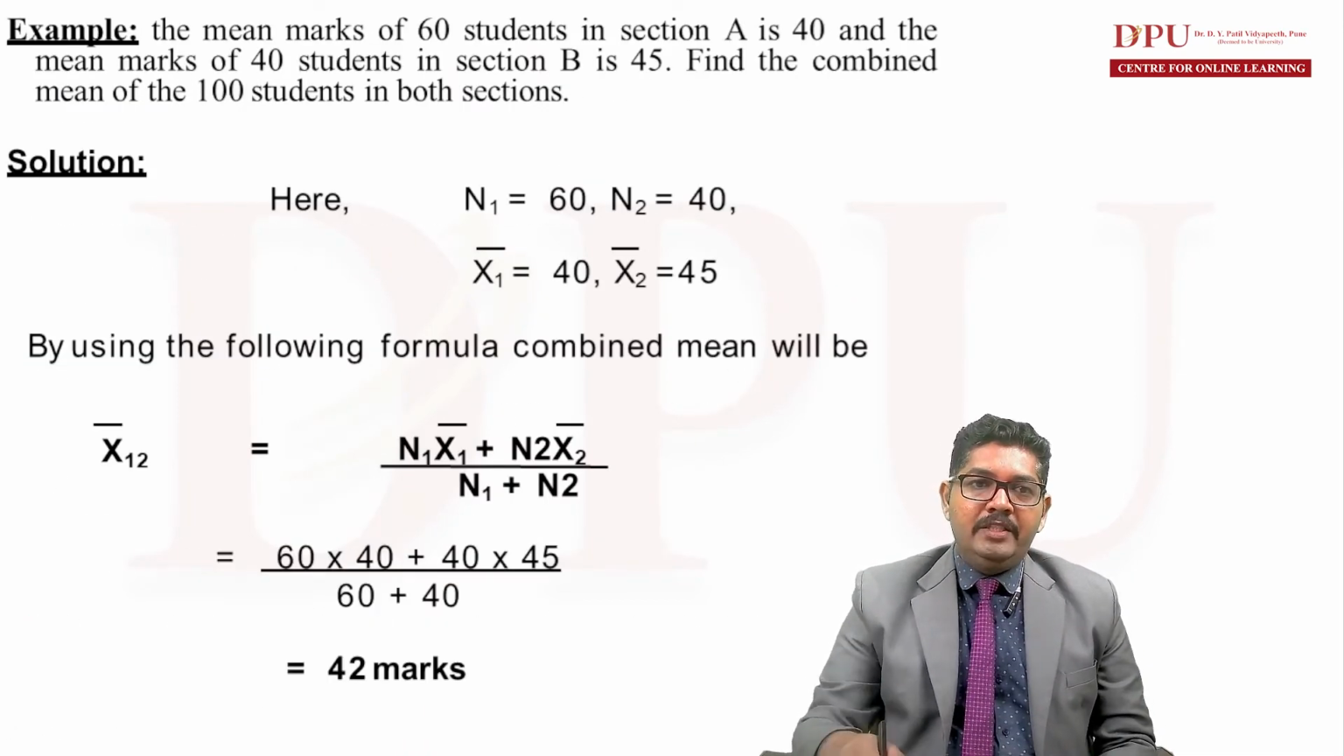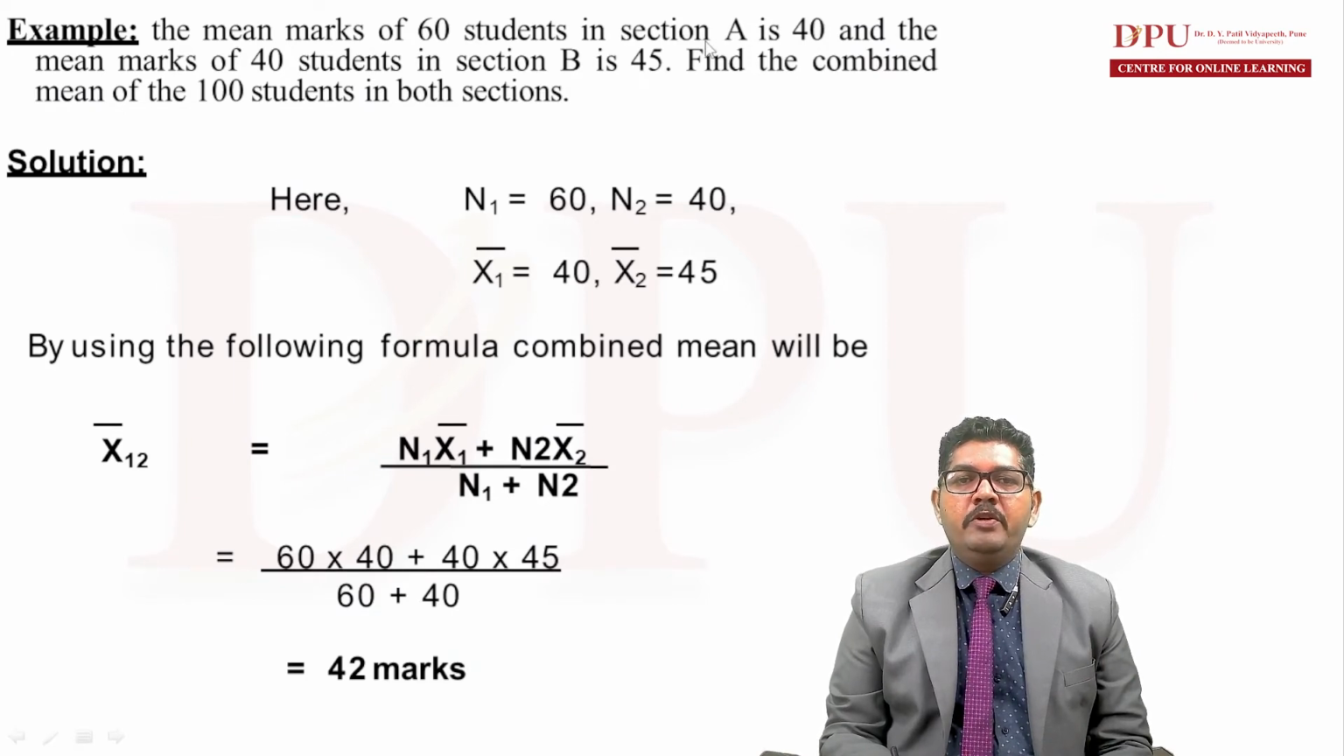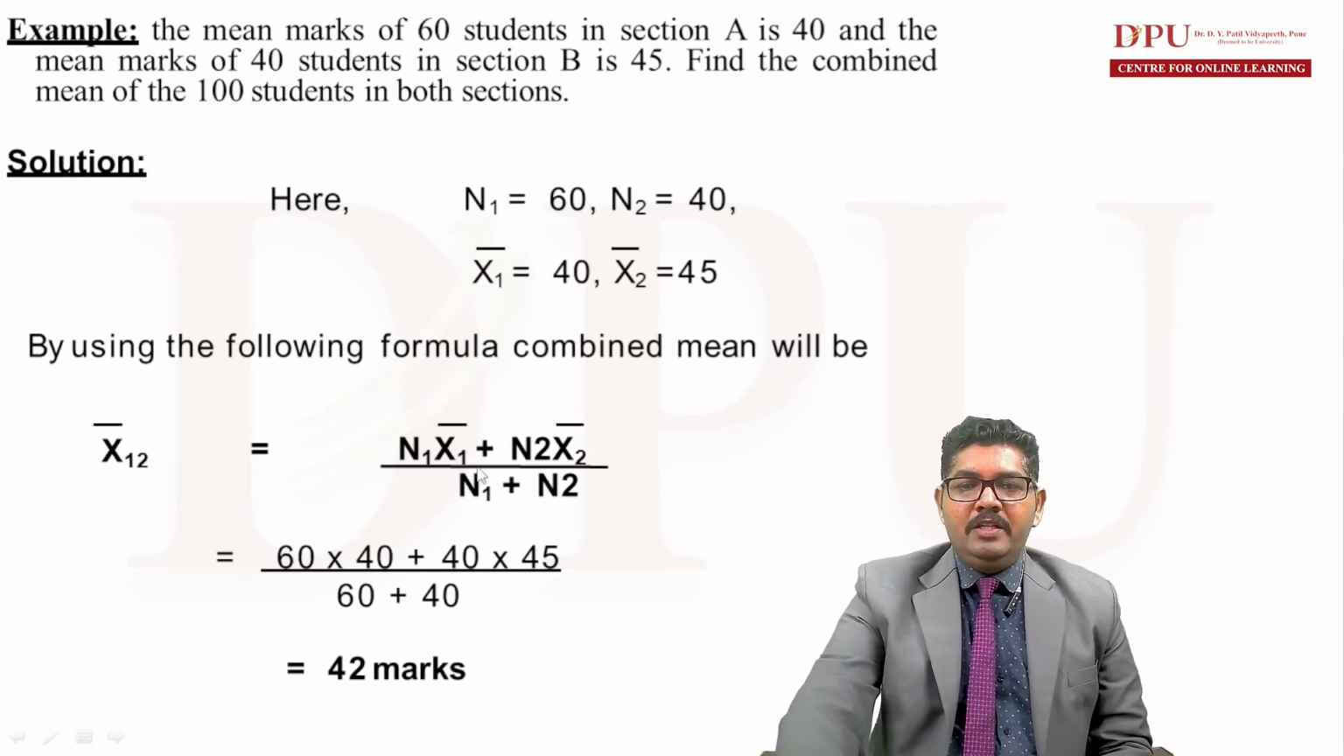So here we have an example. We have different groups of students. The mean marks of 60 students in section A is 40, and the mean marks of 40 students in section B is 45. Find the combined mean. So this is the formula, and the same formula is written here.